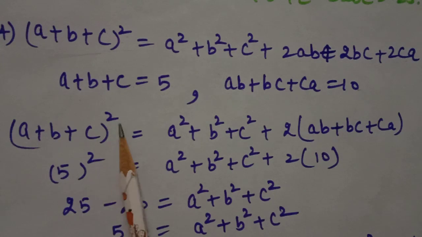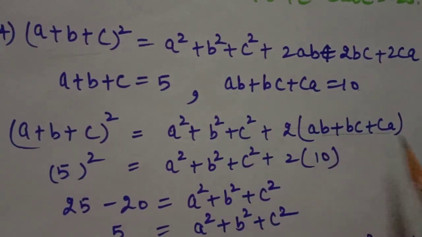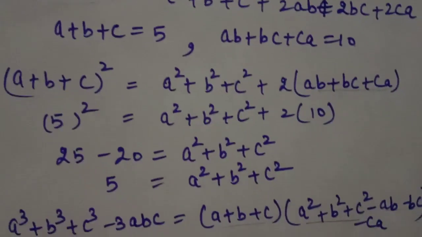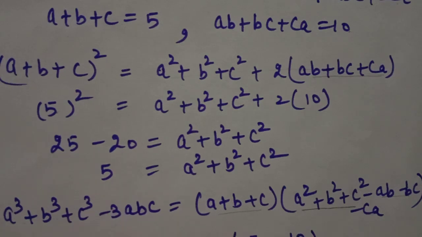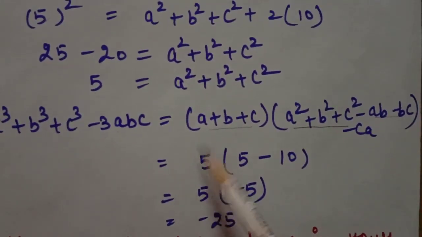So a plus b plus c whole square is equal to this. We will put the value which is equal to 5. So 5 whole square is equal to, after taking 2 as a common, 10. We will put both the values and solve them, then a square plus b square plus c square is equal to 5. So students, now we will go with our question. We will open this bracket. Now put the values. a plus b plus c is 5. a square plus b square plus c square is also 5.